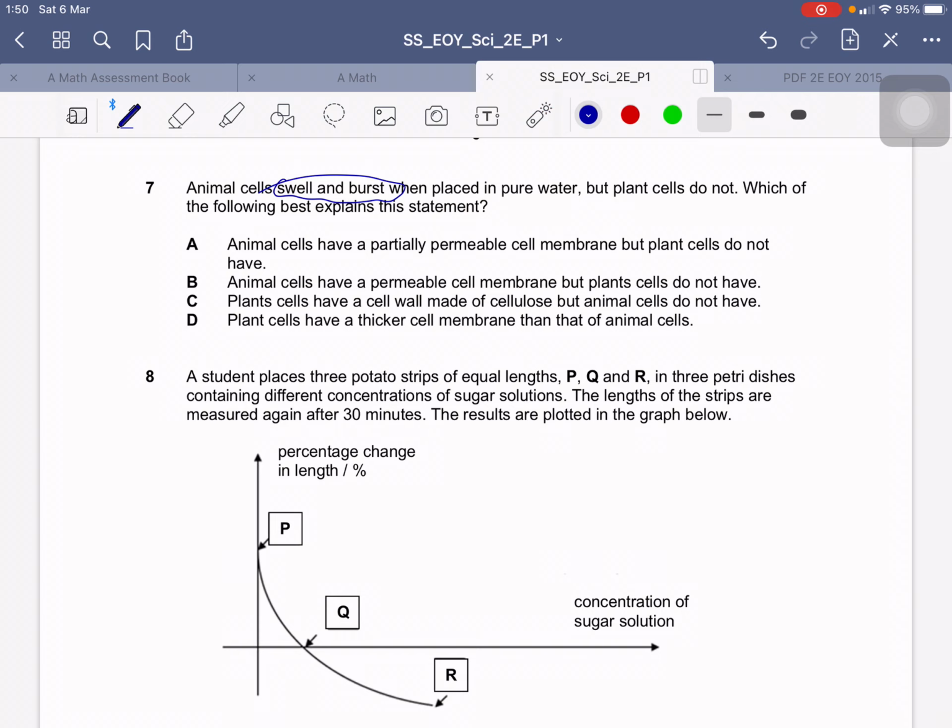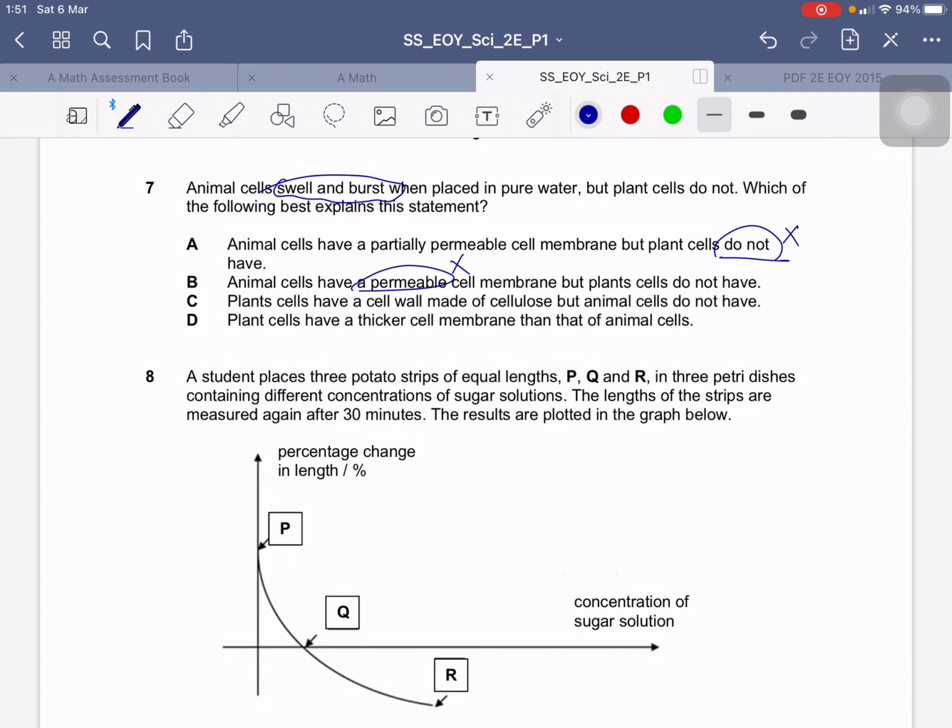Now the options here. They say animal cells have a partially permeable cell membrane, but plant cells do not. Now this part, that's not true. Plant cells also have a partially permeable membrane. Animal cells have a permeable cell membrane, but plant cells do not. Again, it shouldn't be permeable, it should be partially permeable. So this is wrong.